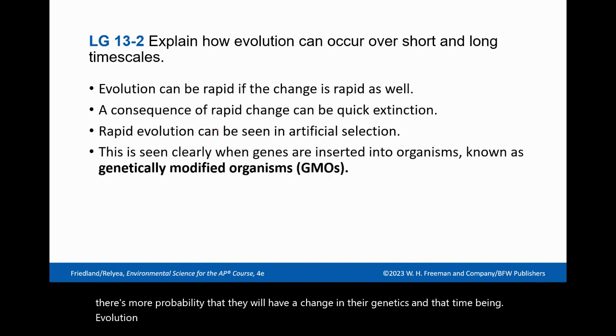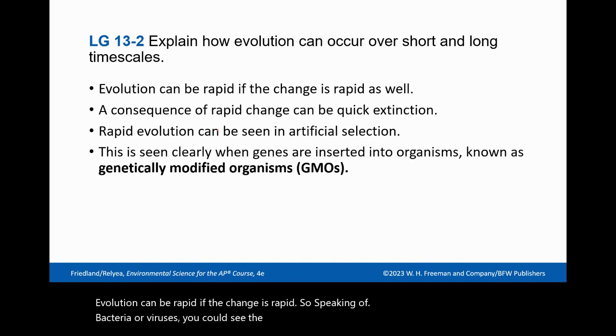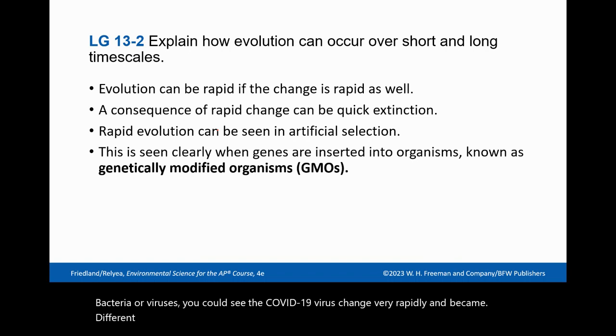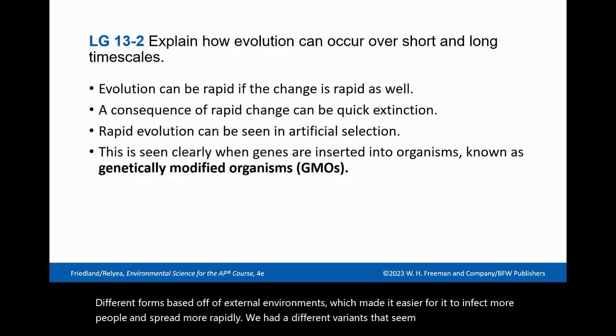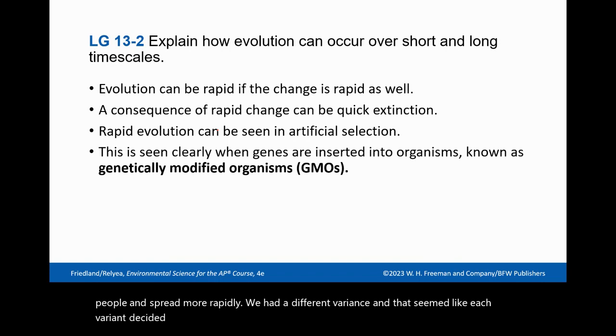Evolution can be rapid if the change is rapid. Speaking of bacteria or viruses, you could see the COVID-19 virus change very rapidly and become different forms based off of external environments, which made it easier for it to infect more people and spread more rapidly. We had our different variants, and it seemed like each variant decided that it was going to be able to spread a lot more quickly.